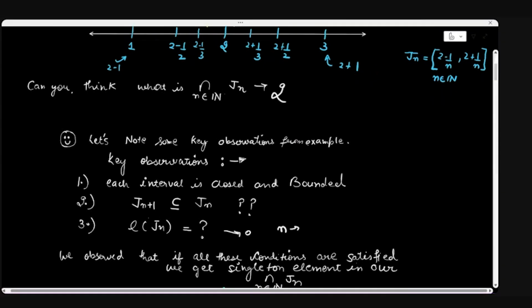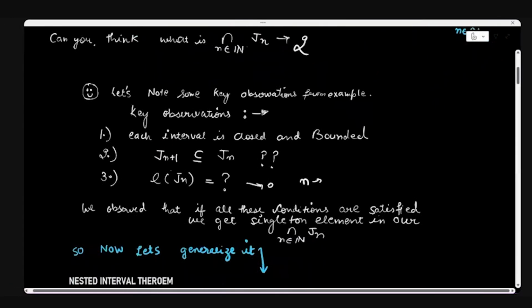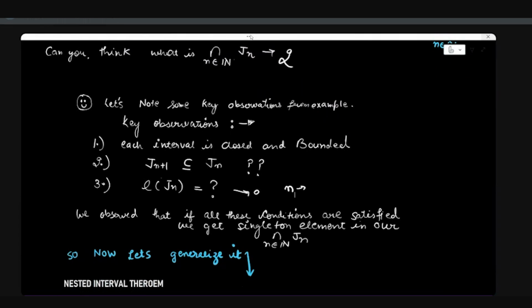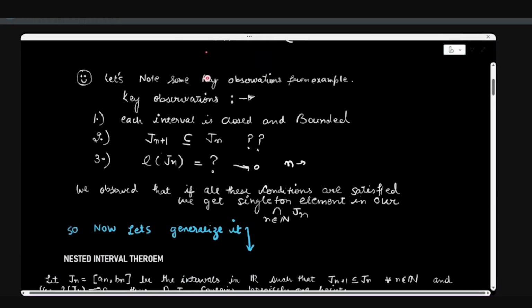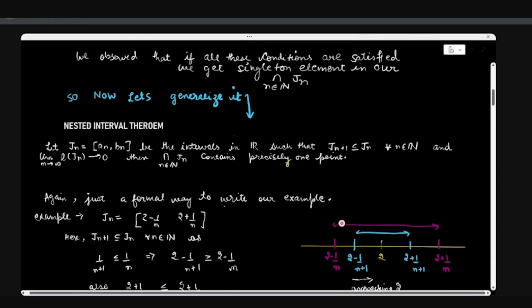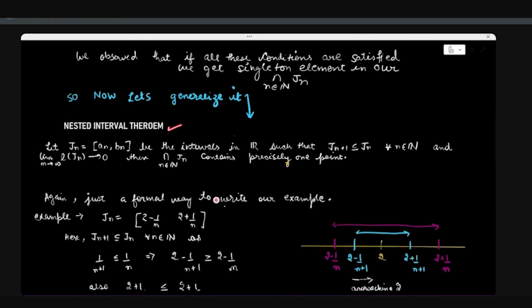So these are not some coincidence. If all these conditions are satisfied, then we get a singleton element in the intersection of all the Jn's. So now let's generalize it, and this is the theorem known as the nested interval theorem.